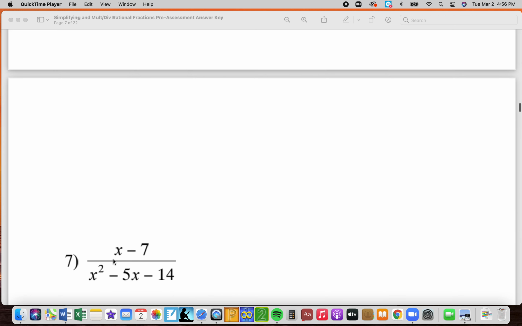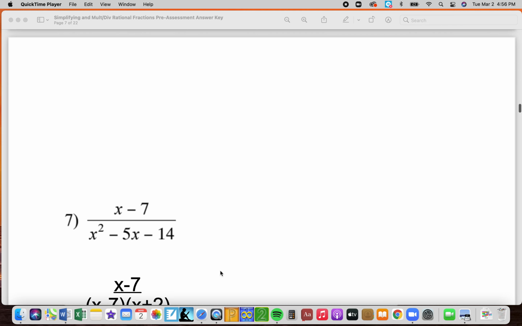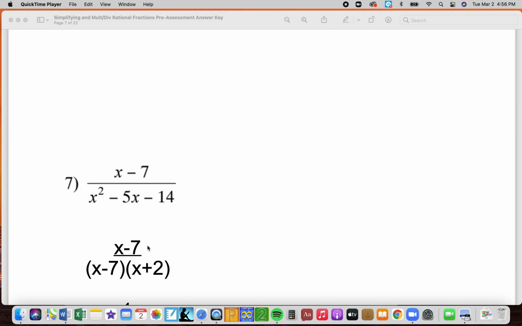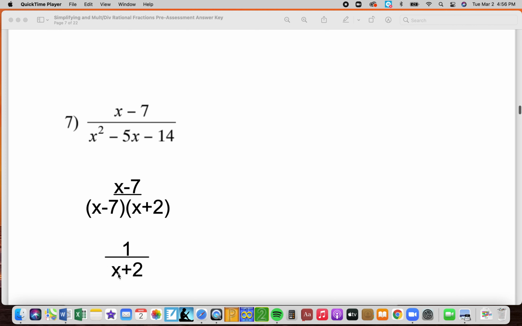Number 7, you have a binomial that cannot be factored, doesn't have a GCF, it's not the difference of squares. And then we have a denominator that is a trinomial, and we are going to use A times C there. The signs are different, bigger is negative. So we get x minus 7 over x minus 7, x plus 2. The x minus 7s will cancel, and we'll leave you with 1 over x plus 2.